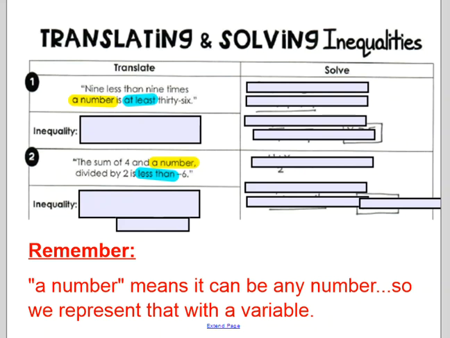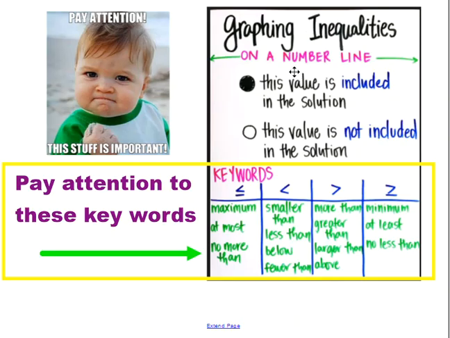The one thing I'll remind you is that since you can see some statements in front of you, you need to pay attention to some key words. This is not in your packet, but there are some key words that basically help us know which inequality symbol we should be using. All right, when we hear maximum, at most, no more than, we're using the less than or equal to symbol. When we hear smaller than, less than, below, fewer than, we're using this one. So I've given you a sheet that you can refer to, but these help us know which symbols to use because that's a tough thing to always remember.